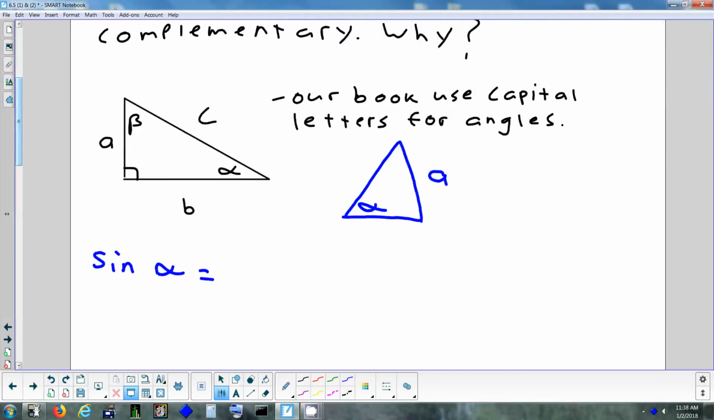A over C. Let's see. Sine is opposite over hypotenuse. Yes. A over c. Okay. Now I'm going to do something, and I want you to see if you notice what happened.